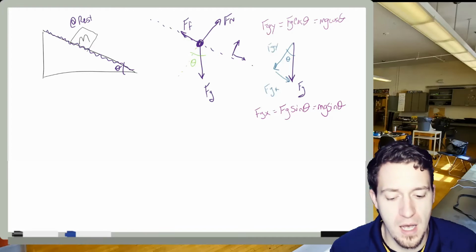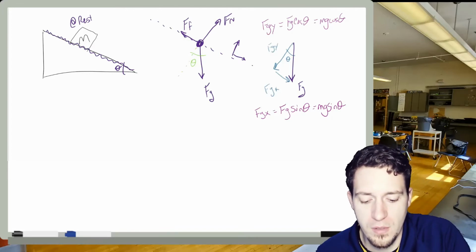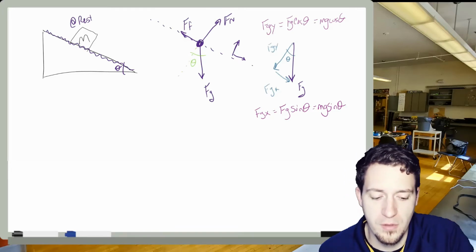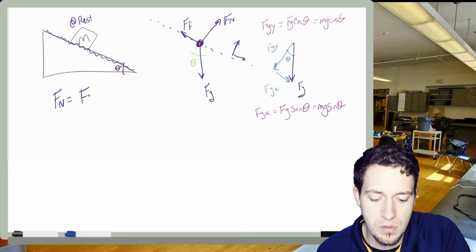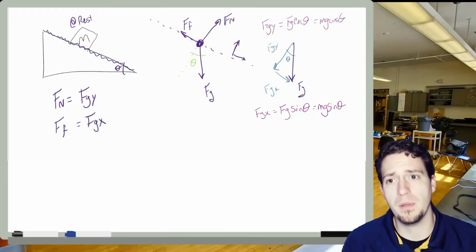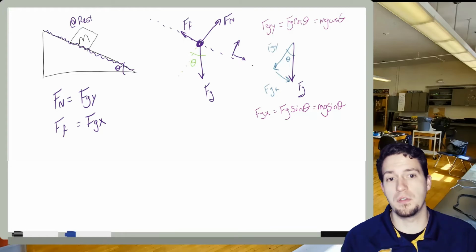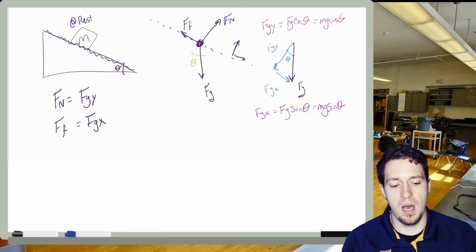Now, if this is at rest, we could write our equilibrium equations for this. Up equals down, left equals right. So I would have that Fn is equal to Fgy, and I would also have that Ff is equal to Fgx. Depending on whether the scenario is asking for the coefficient of friction or the normal force, we can then use this to solve.